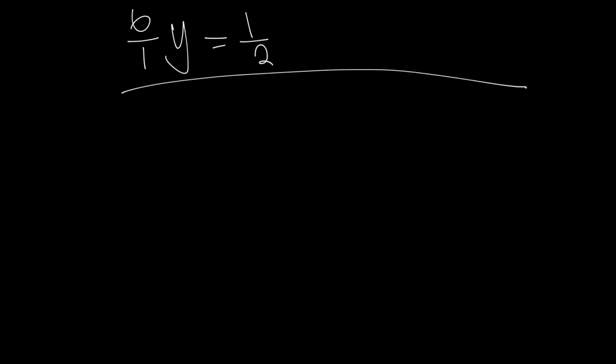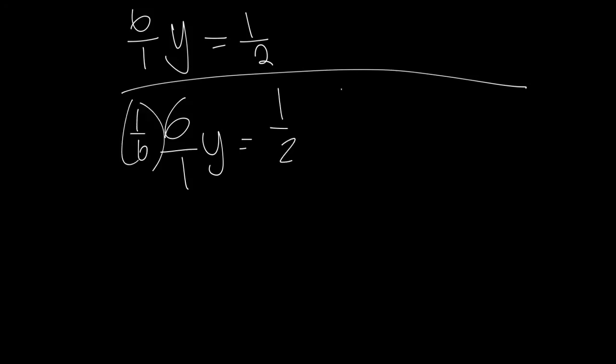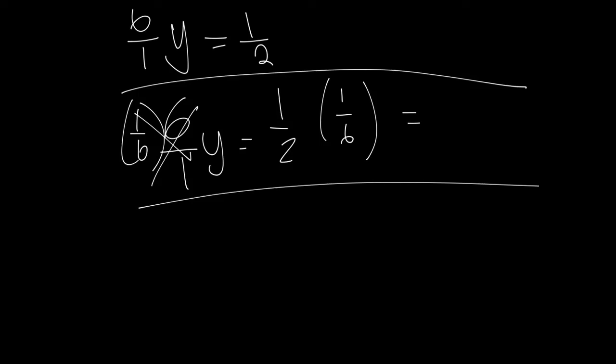And for this one, you would do 6 over 1 pi equals 1 over 2. And you do 1 over 6 because that's its reciprocal. And yeah, 1 over 6. And then cross it out, and then equals. And then you would do 1/2 times 1/6. And then you need to find the common denominator, and then your common denominator would be 6.